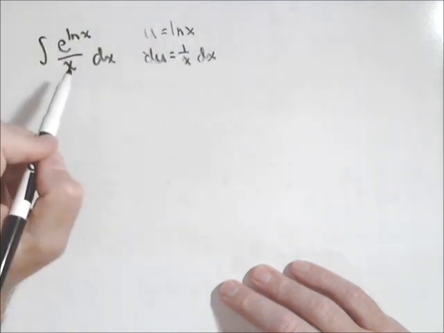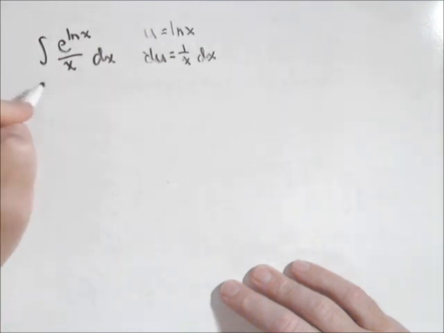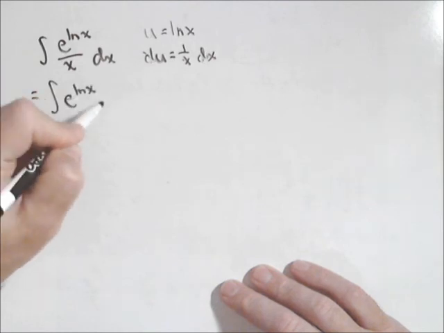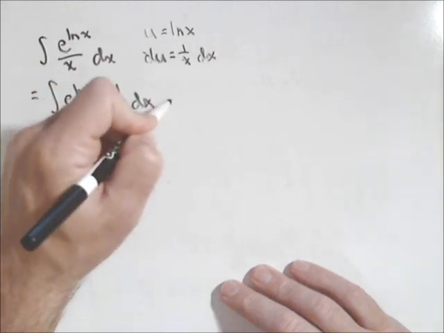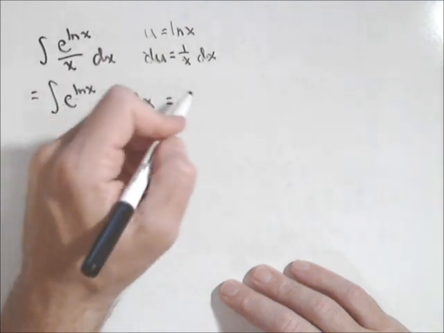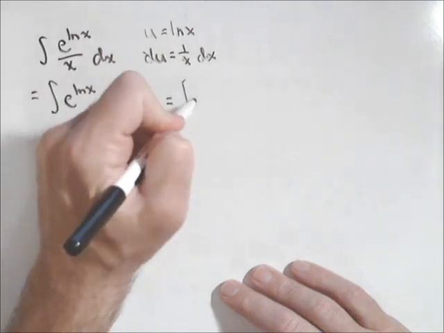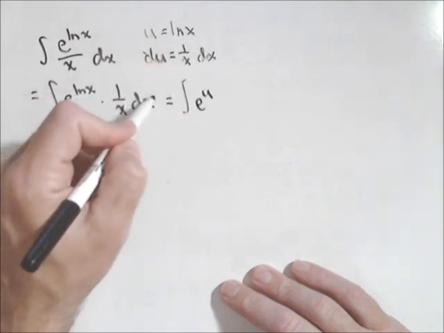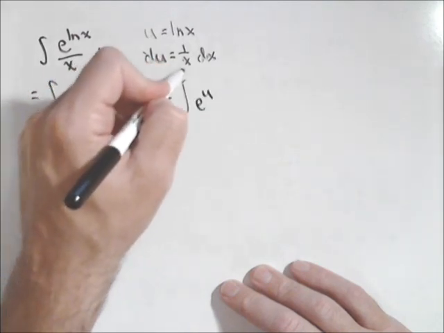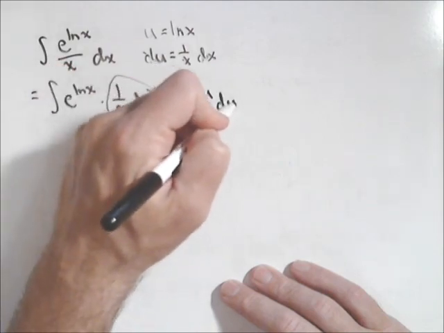Now if you don't see the substitution right away, let's rewrite this guy as e to the ln of x times 1 over x dx. It makes it a little more obvious because the first part, well, that's just e to the u, and here the 1 over x dx is exactly our du.